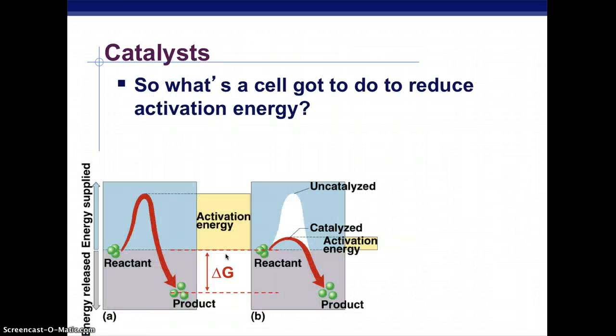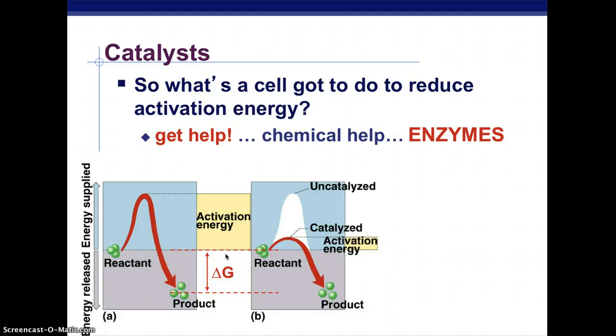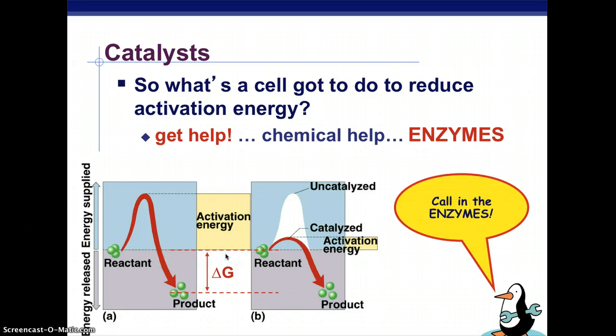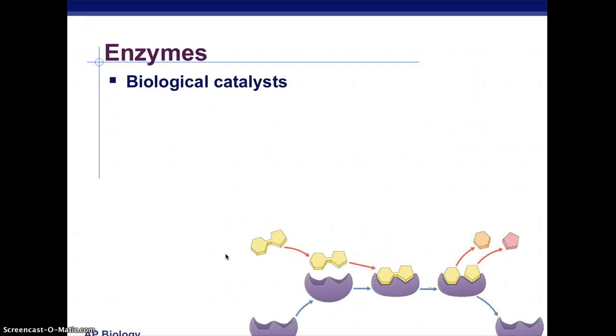So what's a cell got to do to reduce its activation energy? Get help, chemical help, in the form of enzymes. The main purpose of an enzyme is to lower the activation energy, meaning the energy required to make a reaction go forward. Enzymes are known as biological catalysts. There are lots of catalysts. Flame is actually a catalyst. Heat is a catalyst. Platinum in some inorganic reactions can be a catalyst. Catalysts refer to anything that will help facilitate a chemical reaction.